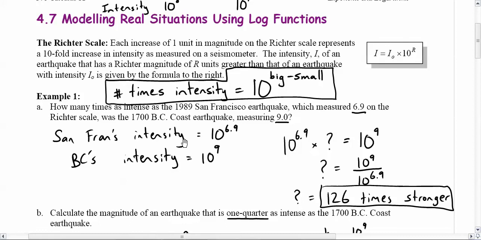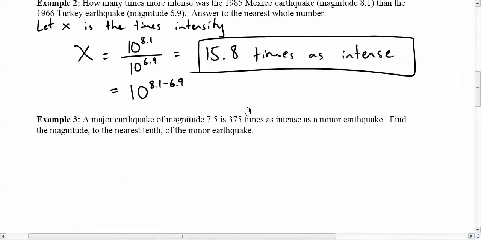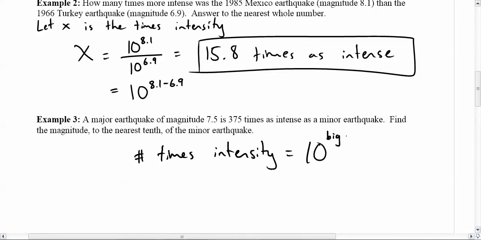And this works every time. So we can use that formula now in the very last example. If you want to find the number of times intensity, you can take 10 to the power of the big earthquake minus the small earthquake, because that's the same as dividing those two intensities. So 375 times as intense is 10 to the power of, well, which one's supposed to be big? This one is major, so that means that this one is big.